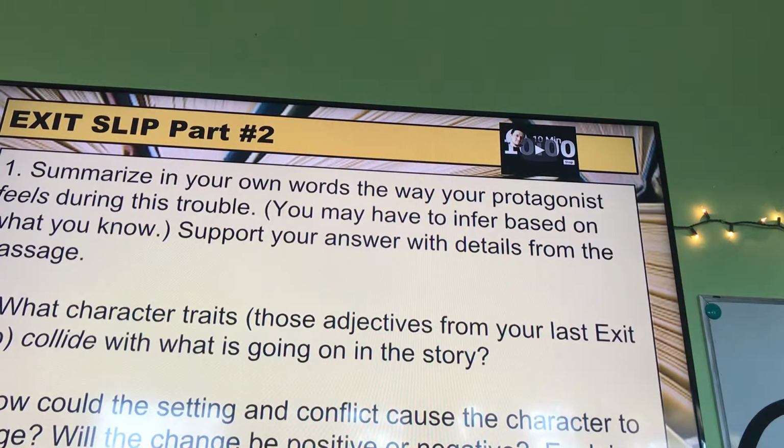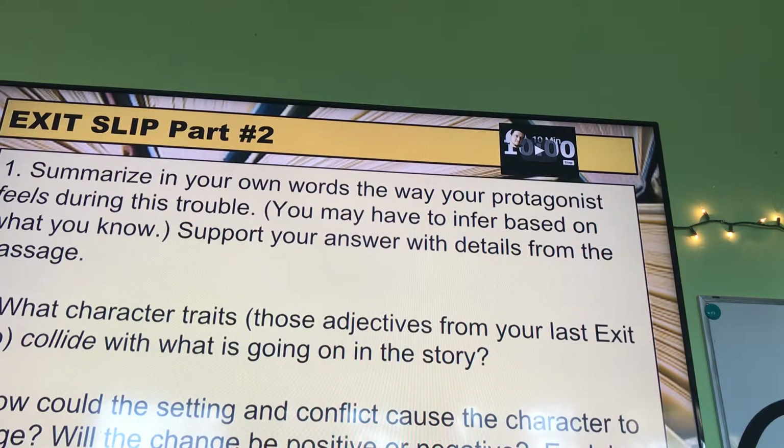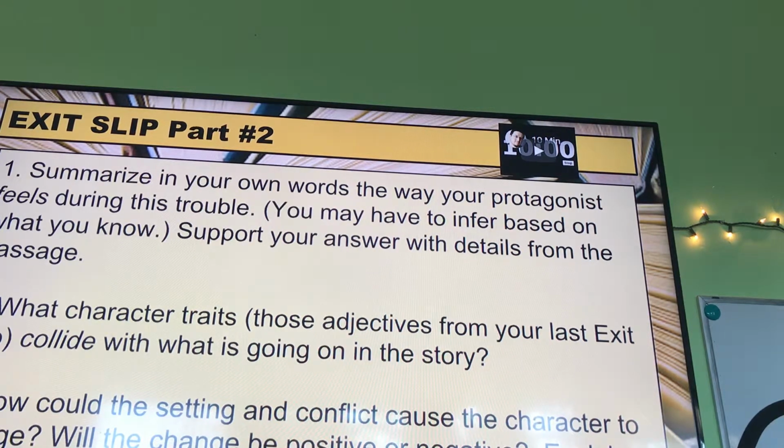And then when we look at part 2 of the exit slip, it's again, summarize the way the protagonist feels about the trouble, which is leading to what character traits does your character have that collide with what's going on in the story? It doesn't seem to match the trouble. And then could the setting and conflict cause the character to change? What will be the positive or negative? And so this whole side is more about the internal conflicts that are going on with your character.